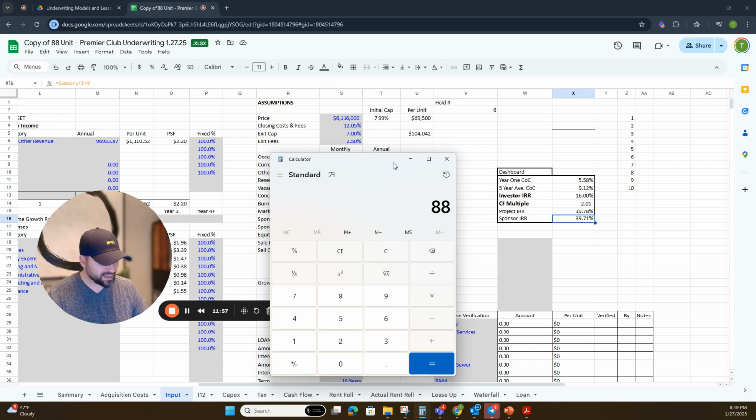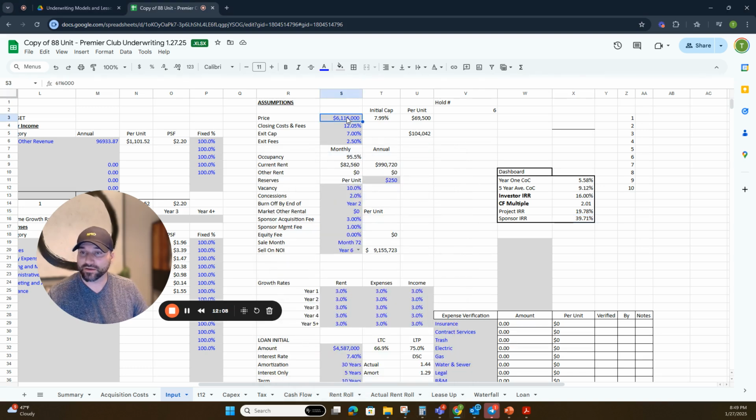Now, if we said 88 units times, let's say we went 65,000 a door, the seller will never go for that. But let's just say 5,720. We change this to 5,720. Now we're talking, right? Close to a 19% IRR, 18.39. Project IRR, 23.38.